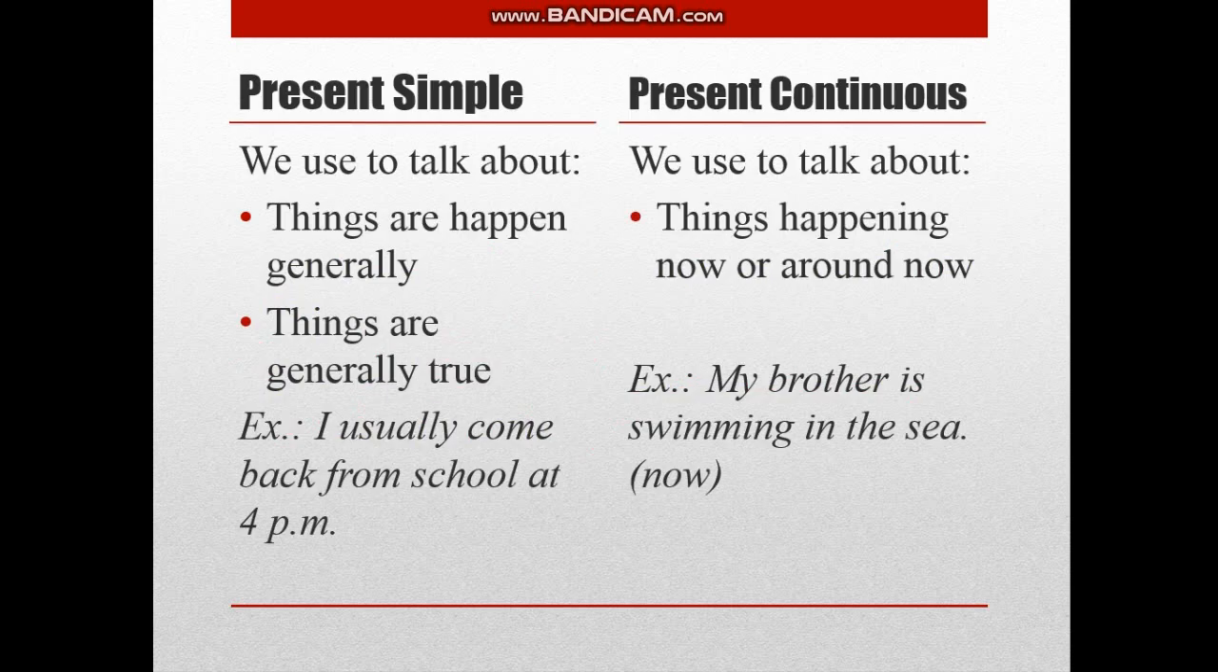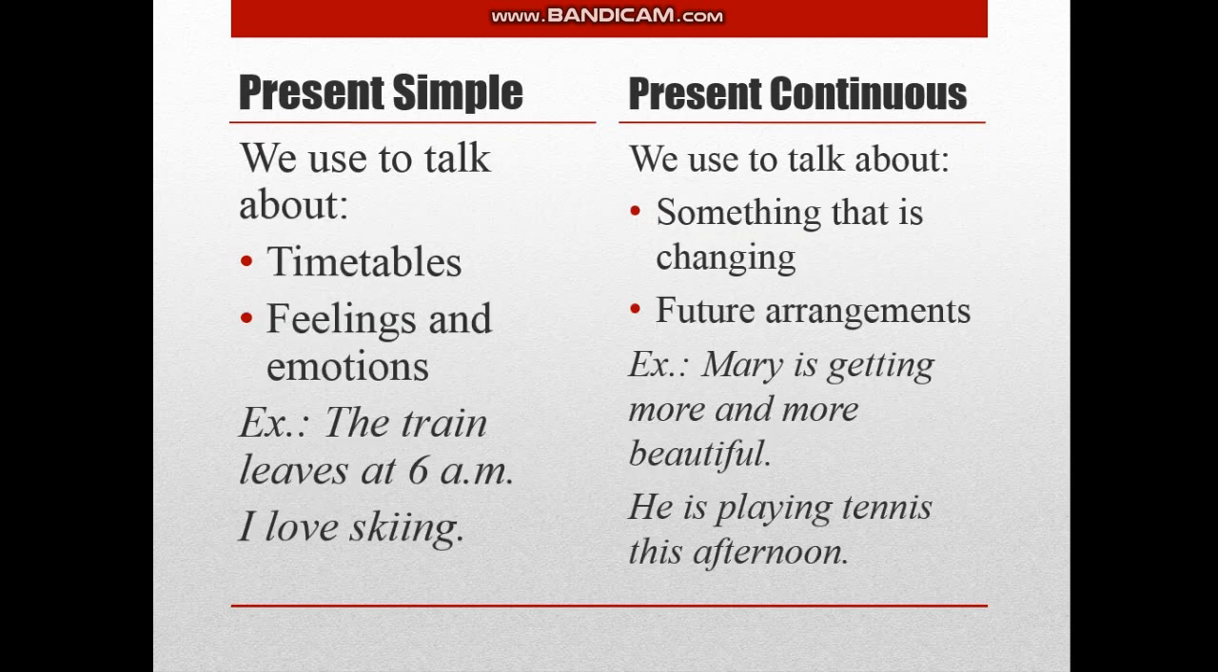Present simple. We use it to talk about things that happen generally. Things are generally true. For example, I usually come back from school at 4 p.m. Present continuous. We use it to talk about things happening now or around now. For example, my brother is swimming in the sea now. Present simple, we use to talk about timetables, feelings and emotions. The train leaves at 6 a.m. I love skiing.